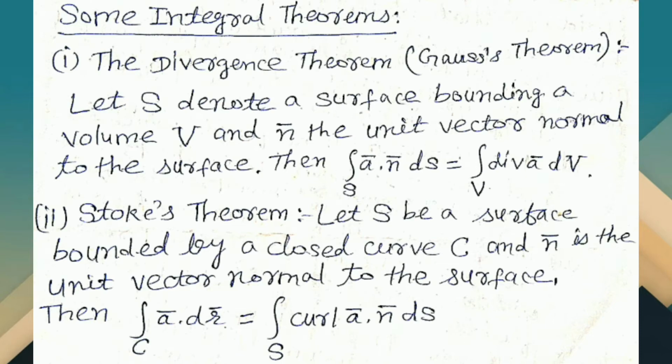Stokes theorem. Let S be a surface bounded by a closed curve C, and vector n bar is the unit vector normal to the surface. Then integration over C of a bar dot dr bar is equal to integration over S of curl a bar dot n bar dS.